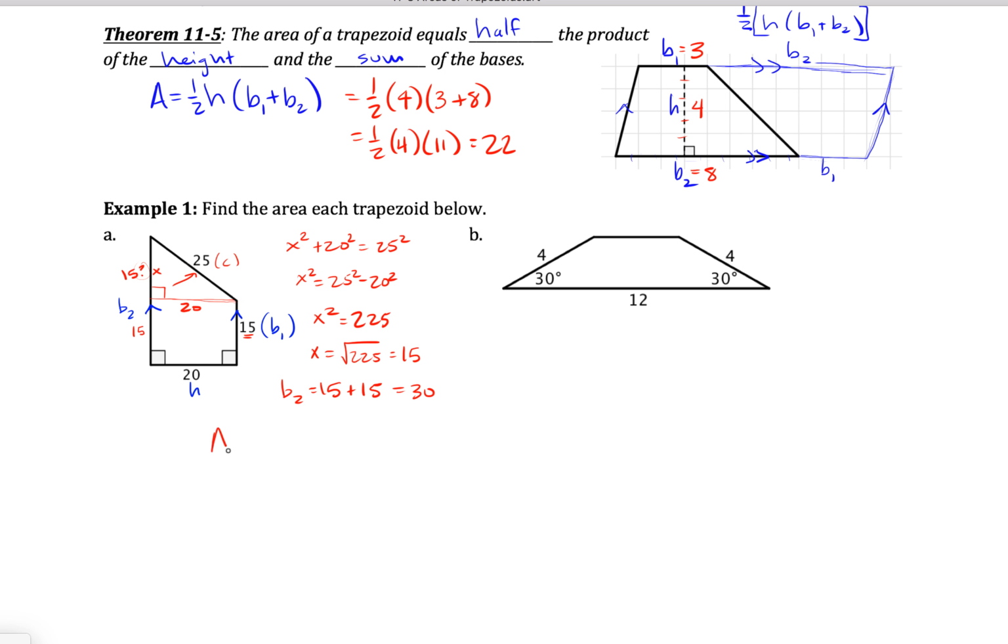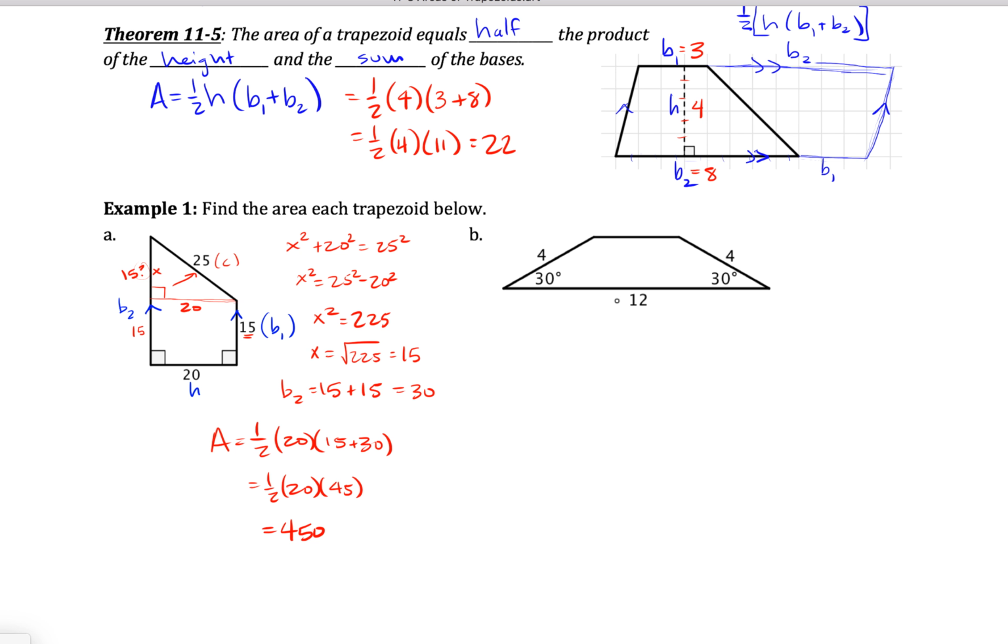Now I have everything I need in my formula. 1/2 the height, which we said was 20, times base 1, which we said was 15, plus base 2, which we just figured out to be 30. So we're looking at half of 20 times 45. Half of 20 is 10. 10 times 45, that's going to give us an area of 450.